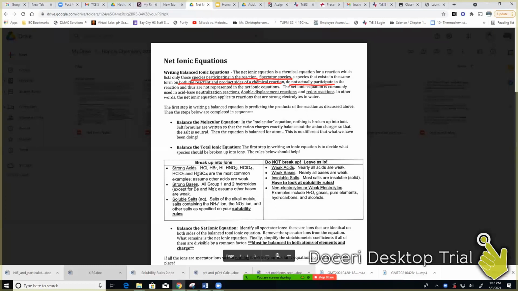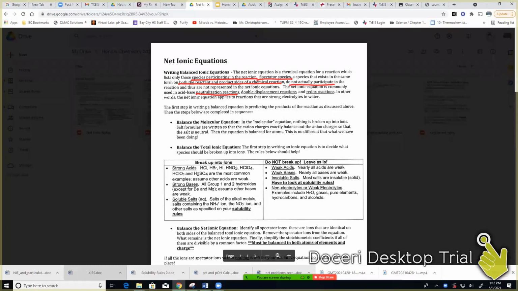So net ionic equations are commonly used in neutralization reactions, which we've done before, and that's where we do a strong acid and a strong base, double replacement reactions, and redox reactions, which we may or may not get to. So on these, we're interested in looking at the strong electrolytes. That would be strong acids and strong bases and anything that's soluble in water, because those are the ones that will exist as ions in a water solution.